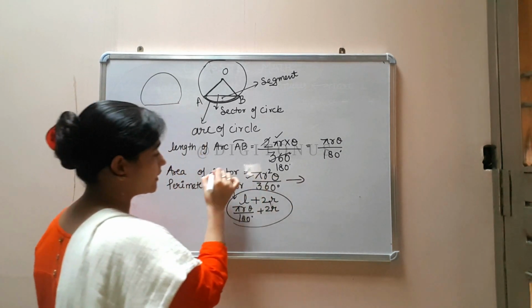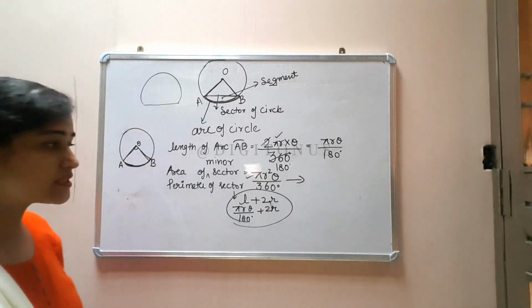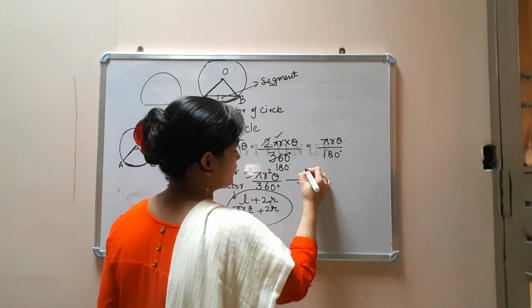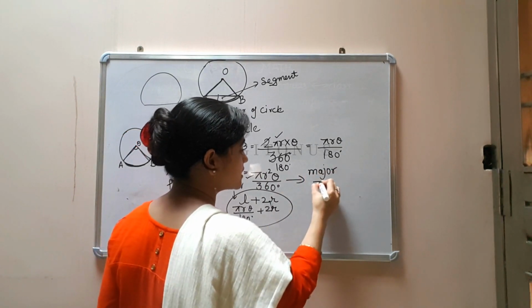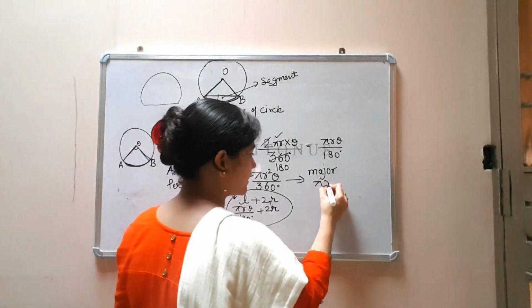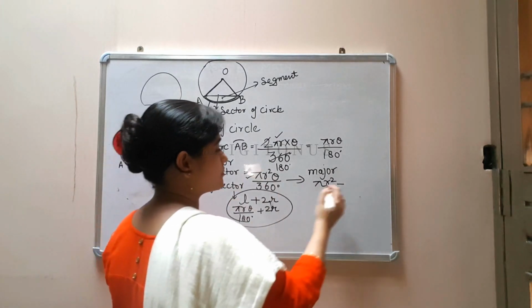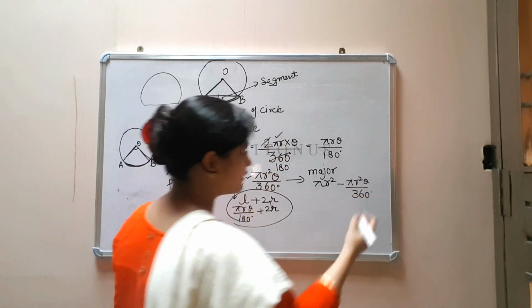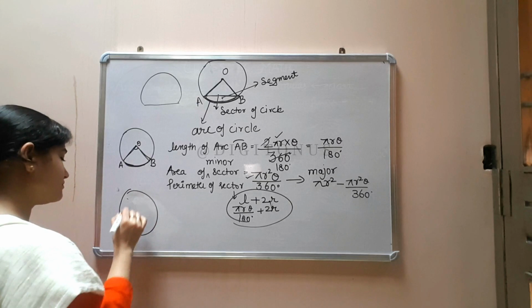This is the area of minor sector. If they are asking the area of major sector, you first find out the area of minor sector, then for major sector you just subtract this area from the area of the whole circle, and this is very easy. Pi r square, this is the whole circle area, and then subtract this pi r square theta upon 360 degree. Fine. Now next is segment.